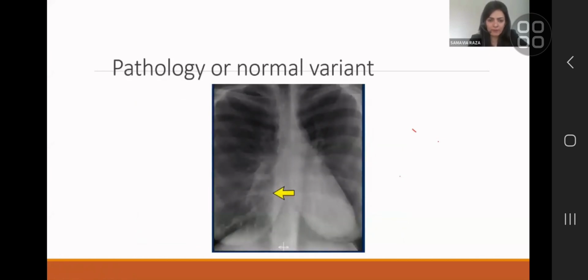So this is another one, and this is just to keep you guys awake. I know some of you may be fasting. This is an X-ray just to see if you can tell me if you think this is normal or abnormal, or if it's a normal variant. So I'll give you a couple of minutes to think about it. So this is open for chat.